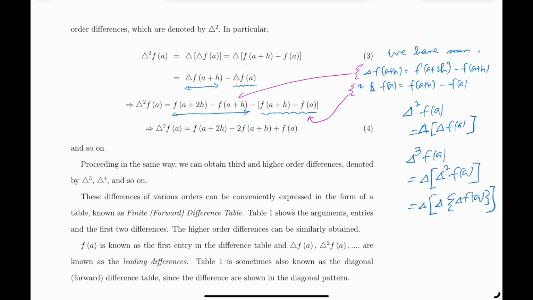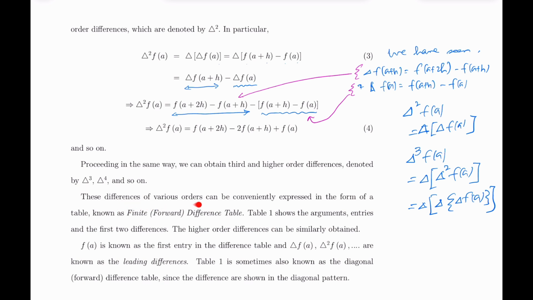Now open the bracket here. So this is f(a+2h) − f(a+h) − f(a+h) + f(a). This is minus f(a+h). This is also minus f(a+h). So adding these two together gives you −2f(a+h). Minus minus gives you plus. So this becomes plus f(a). Okay. Similarly, the third order difference and fourth order difference can be calculated.